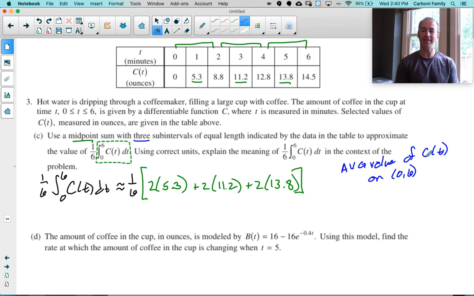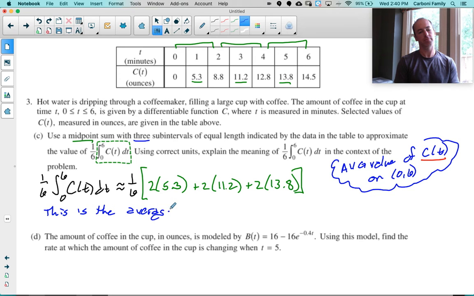But you can't just say that, because that doesn't explain anything about the context of the problem. So this is really more of a thought process. We did find the average value, but what we have to do is put into words what C of t represents. And so this is the average of C, and C, they described right here, is the amount of coffee in the cup at time t. So here's your description. I usually just take it straight off the problem, the amount of coffee in the cup at time t.